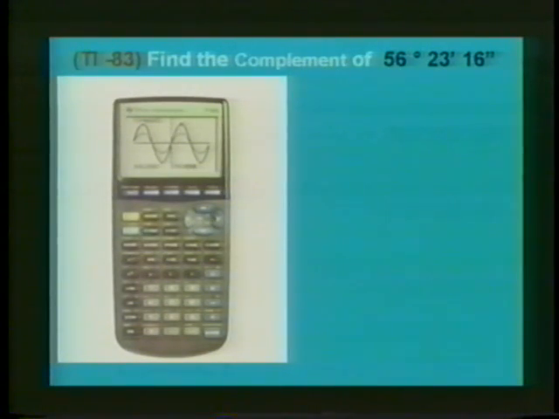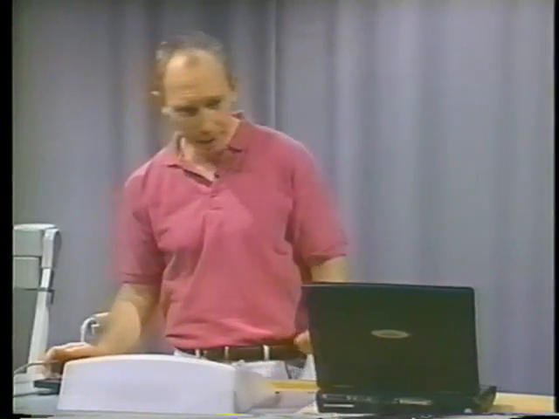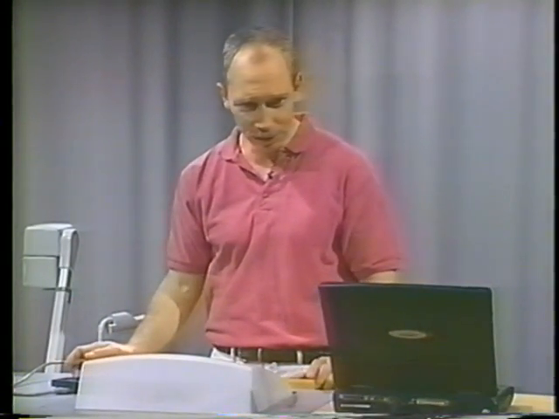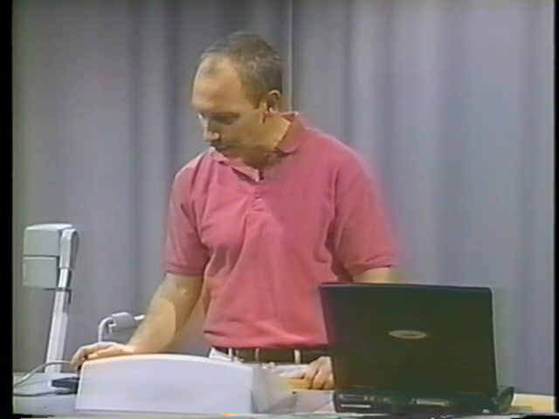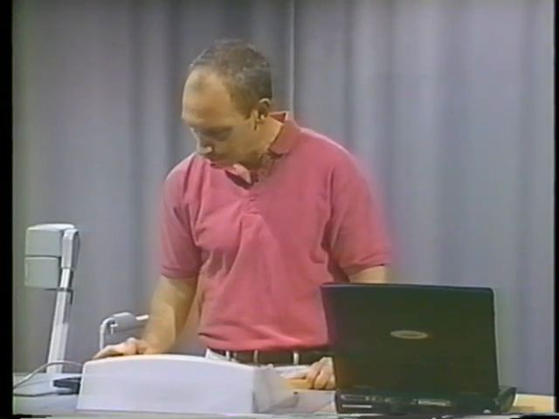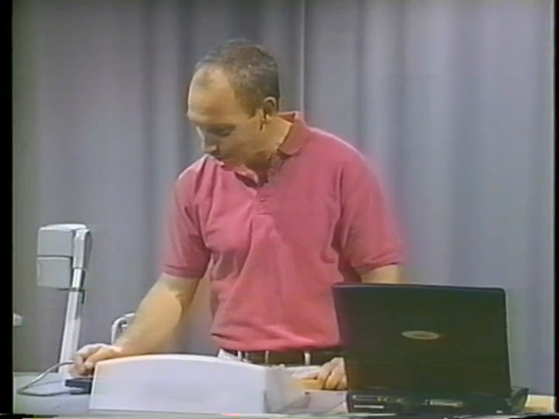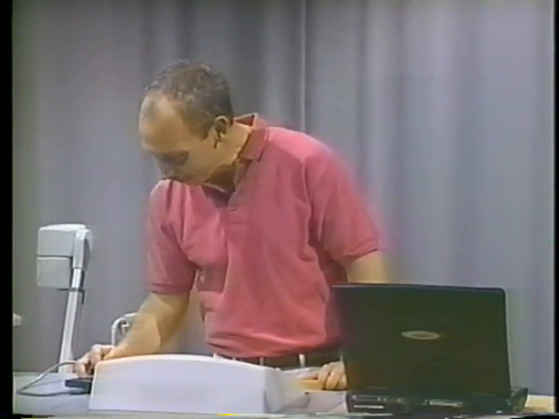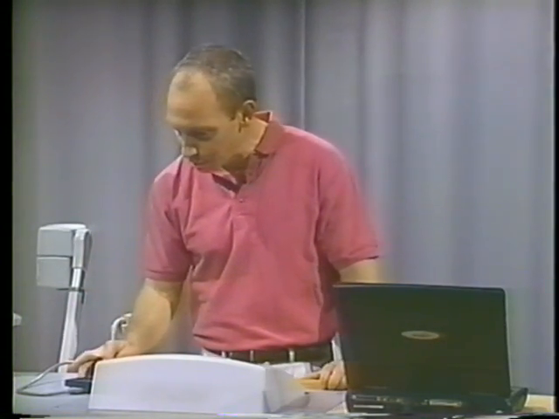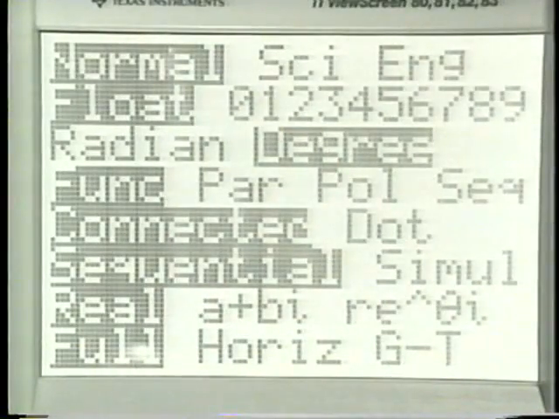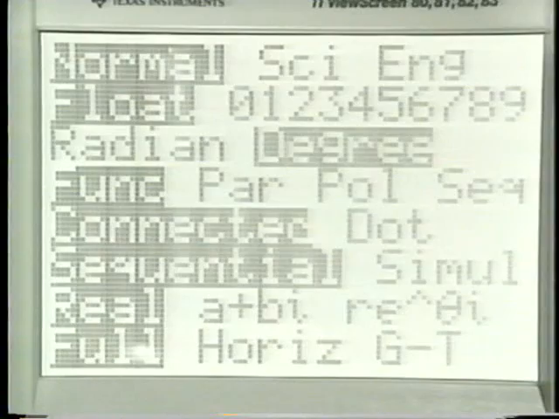Okay, let's look at this calculator. I'm going to try to get the complement of 56 degrees. The first thing I'm going to do is make sure that I'm in degree mode. Actually, the first thing I'm going to do is turn it on. Let me clear out, and I'm going to go into mode and make sure that I'm in degree mode. Remember how to do that? I can see that I am, but you would cursor down, go over to degree, hit enter, and then clear out. Just want to make sure that I'm there.